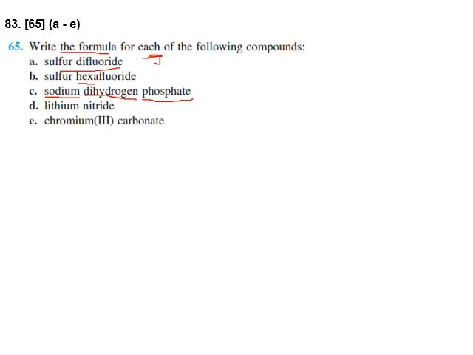I'm not going to write it out because it's so hard to write with this, but you're going to have NaH2 and then PO4. And you don't have to put any more charges in. I mean, you can if you want. You could write Na plus, and then you could write H2 plus 2, but people don't usually do that. They usually just write it as NaH2PO4.